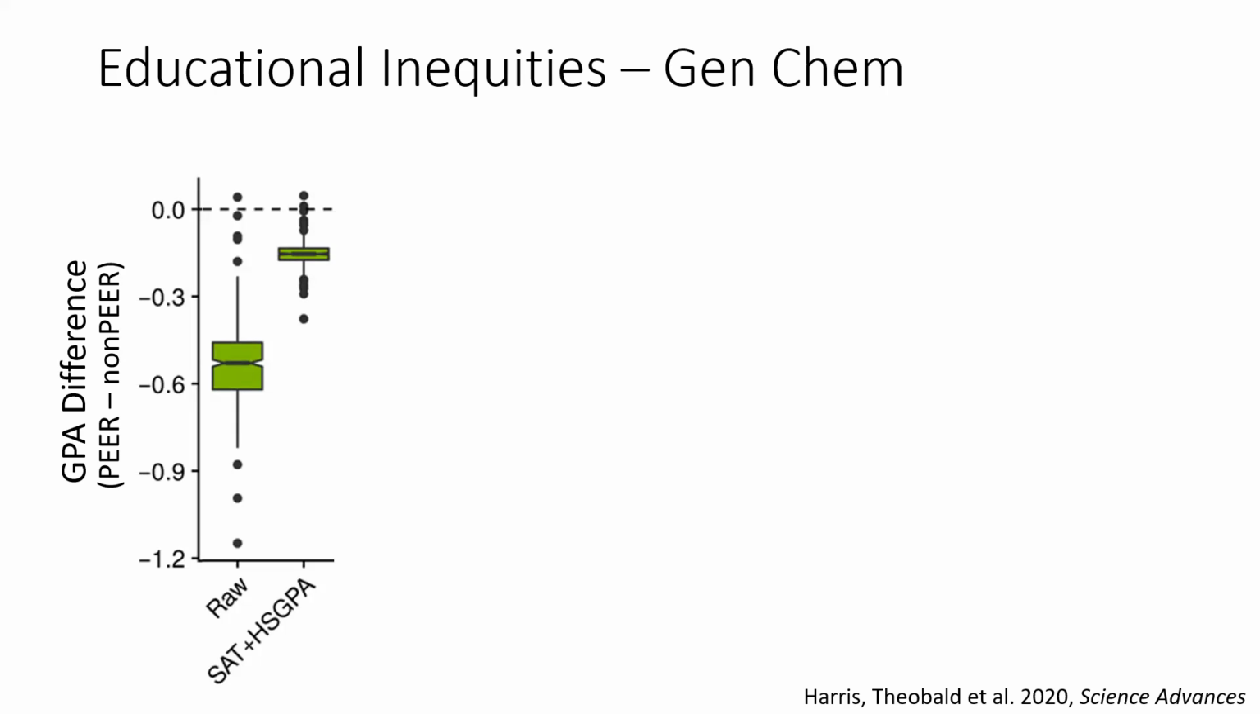On the left, the notch plot is showing the raw disaggregated data, so not controlling for prior academic performance like SAT score and high school GPA. The right-hand notch plot shows this inequity controlling for these two things.